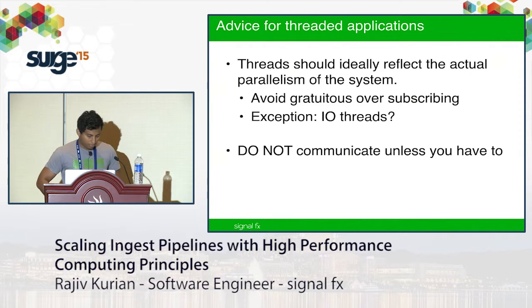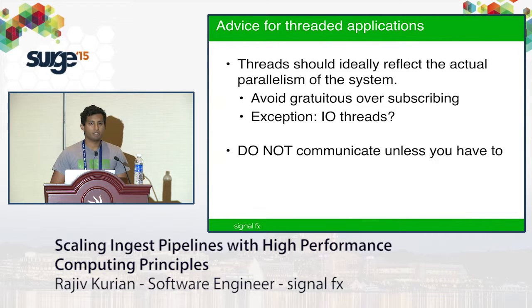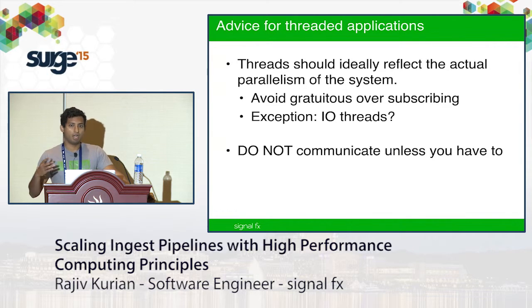So some last-moment advice for threaded applications. Threads should ideally reflect the actual parallelism of the system. So instead of having a thread per client or a thread per job or anything like that, ideally we have one thread for each core.